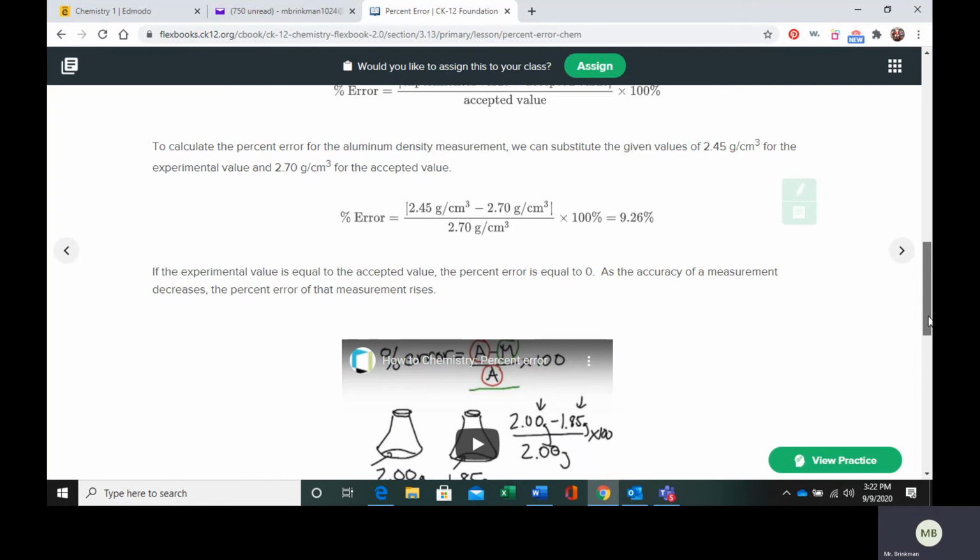All right. If the experimental value is equal to the accepted value, the percent error is going to be equal to 0. So you want an experimental value that is close to the accepted value to get a lower percentage.